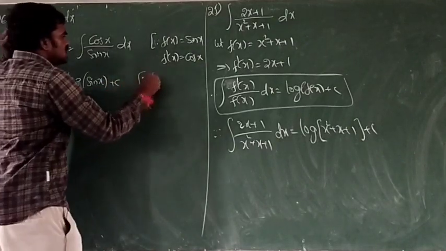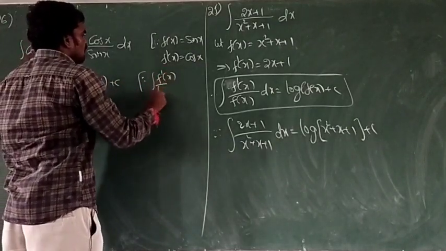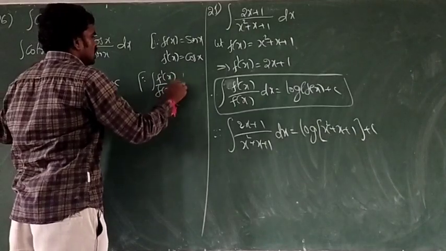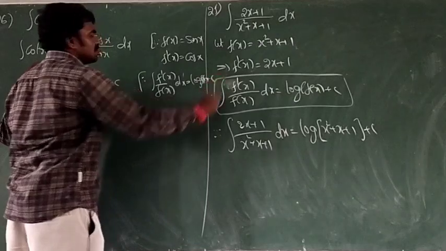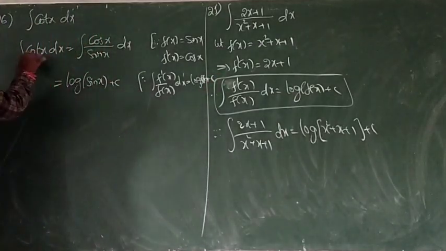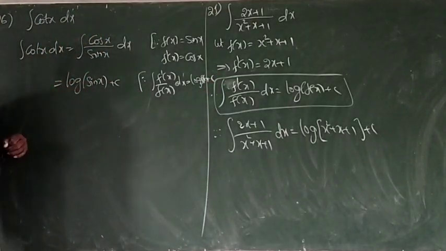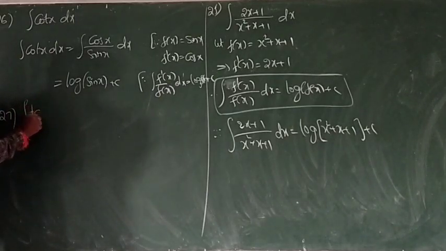Why? Since the f dash of x by f of x formula is log of f of x plus c. That's it. What is the integration of cot x? Log of sin x. Next, what is the integration of tan x?